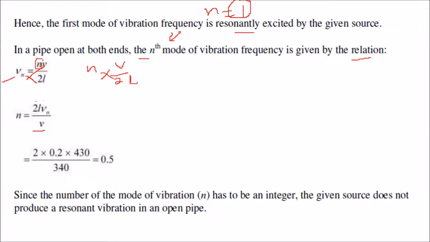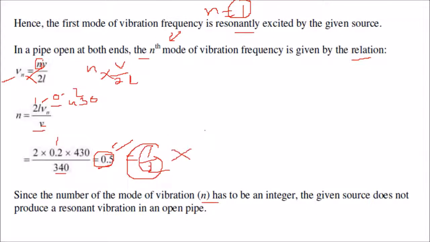This all we know. 2 we know. 0.2 we know because length is 0.2. This Vn is 430. And of course V is 340. This is 0.5. So since the value of n has come 0.5, which is equal to half, and we know that the number of the mode of vibration, n, has to be an integer, this given source does not produce a resonant vibration in the open pipe because half or 0.5 is not an integer.